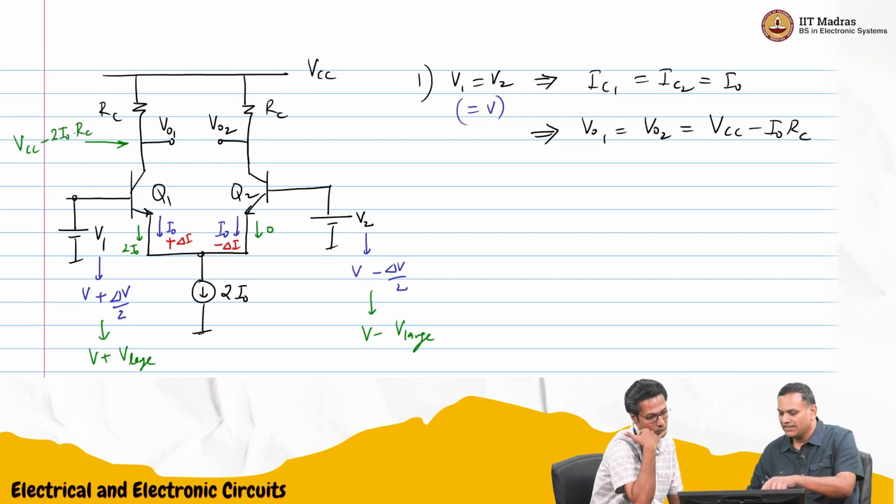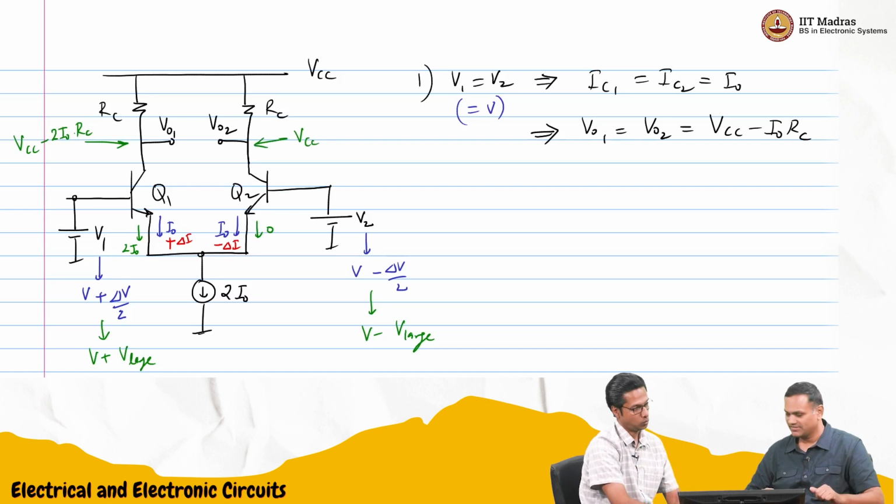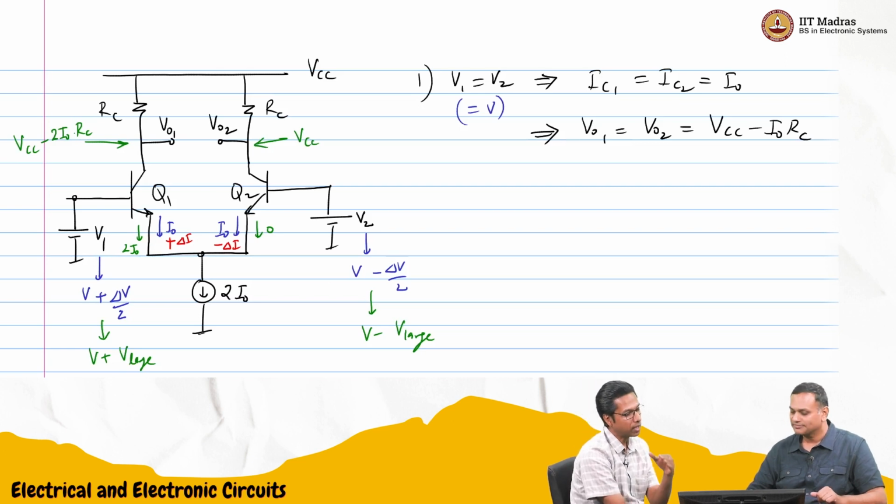And on this side the current went to zero, so it will just be VCC. So the difference between VO1 and VO2 would be minus 2 I naught RC, and the difference between the two currents will be 2 I naught. So now the current has fully switched from one branch to the other.